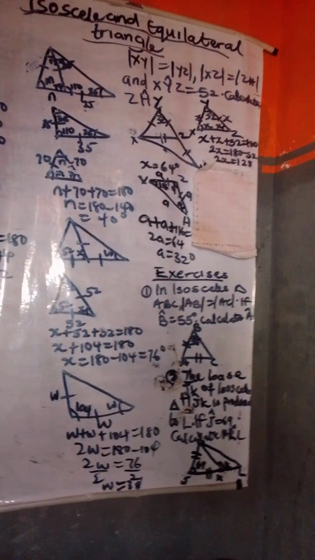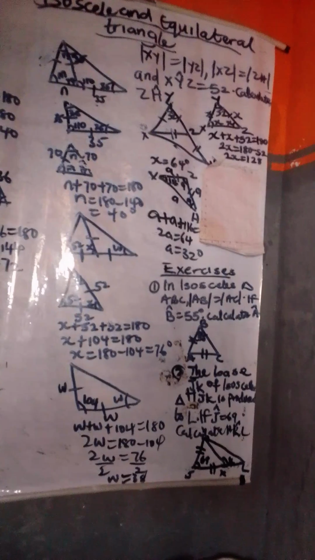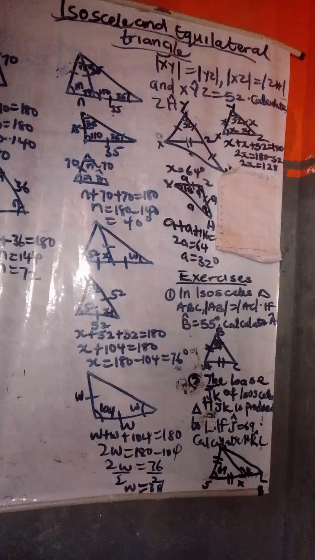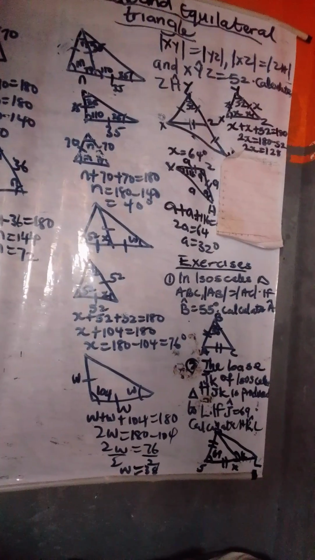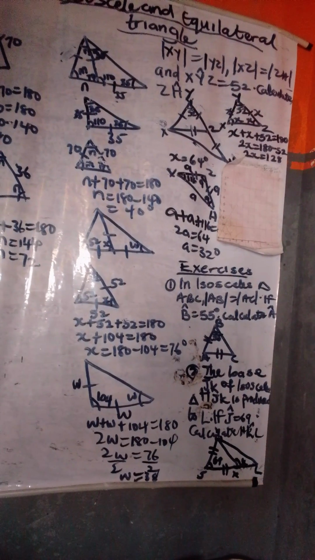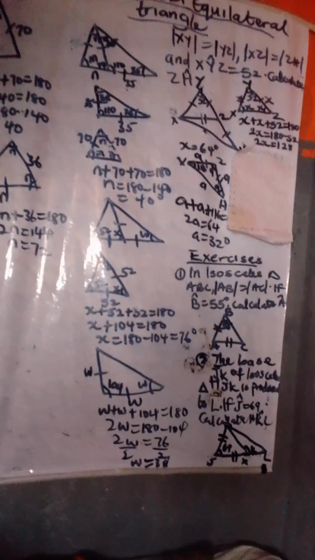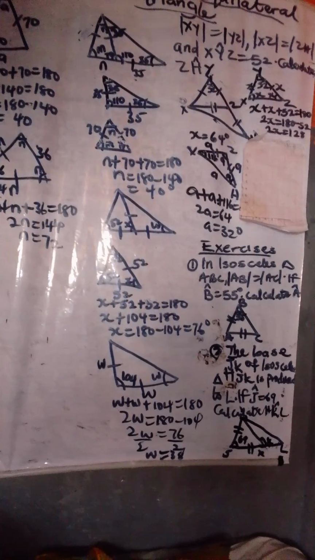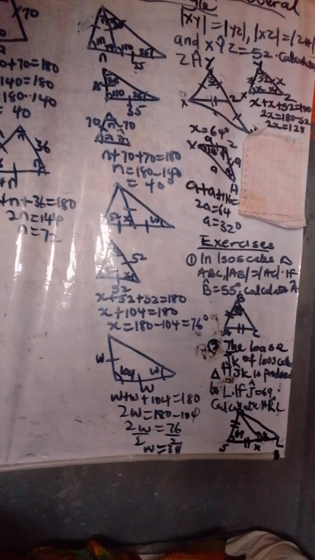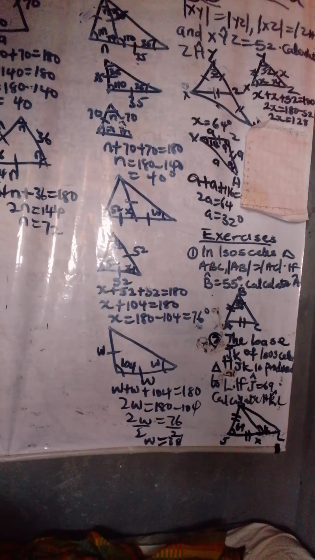So we have ABC. AB is equal to AC, and B is 55. So let's assume your A is A. Where the B is facing is 55. That is one side that is equal. Then the other side, which is C, is also 55. It means you have to calculate your A. From there, A plus 110 equals 180. That means your A is 70.